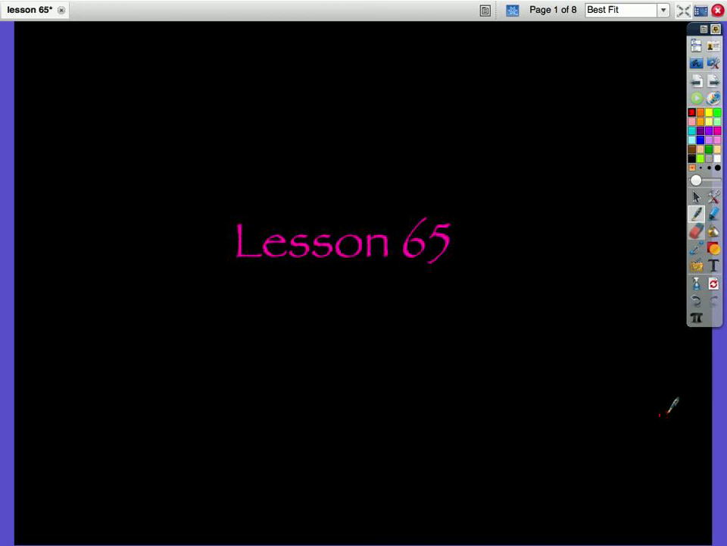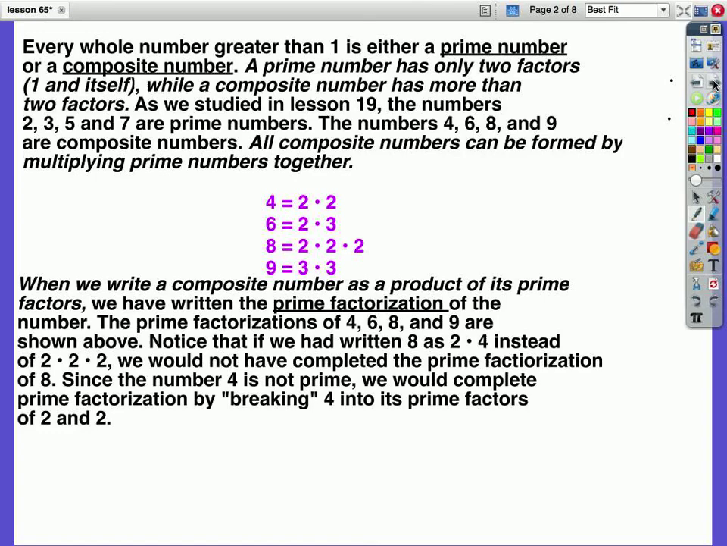For lesson 65, we're going to talk about prime factorization. We're going to use two different methods. One's division by prime, one's factor trees. Okay? So every whole number greater than 1 is either a prime number or a composite number.